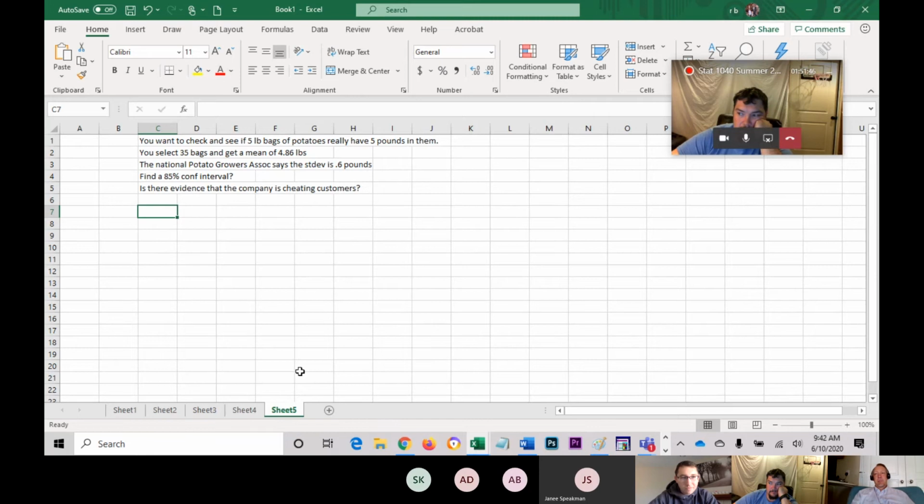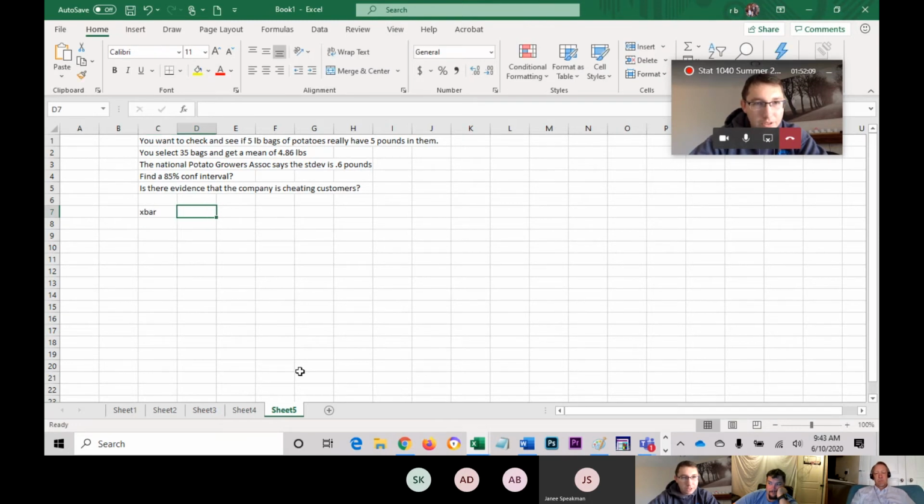So how do we do this? I'm going to let you guys drive everything. We need to find a lower and upper bound. How do we do that? X bar is going to be equal to 4.86 pounds. Why did you say that? Why is it not mu or p? It's not p hat because this is a continuum, not yes or no, not binomial data. Okay, it's quantitative data.